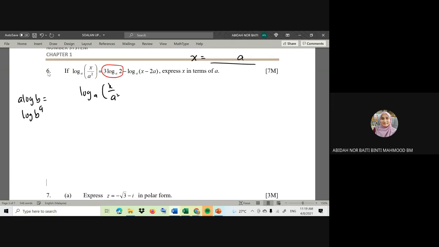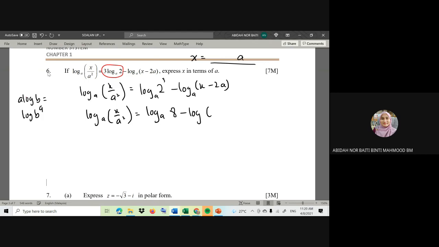X over A squared. So here we get log 2 power of 3 base A minus log X minus 2A base A. Okay, and then we simplify. Simplify sahaja. 2 cube equals to what? 2 cube? 8. Yes, 8. Okay, kiralah. Log X minus 2A base A.